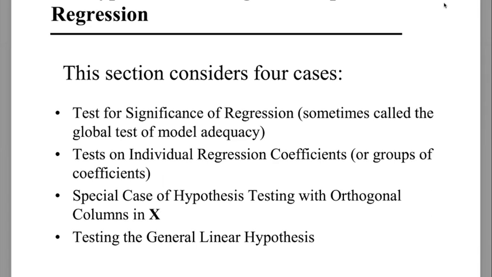In this section, we look at four cases. We test for the significance of the regression, sometimes called the global test of model adequacy or model significance. We look at tests on individual regression coefficients, and that would also include groups of coefficients. We'll look at the special case of hypothesis testing when there are orthogonal columns in the design matrix X, and then we'll look at testing the general linear hypothesis.